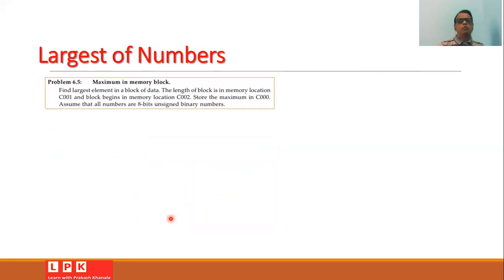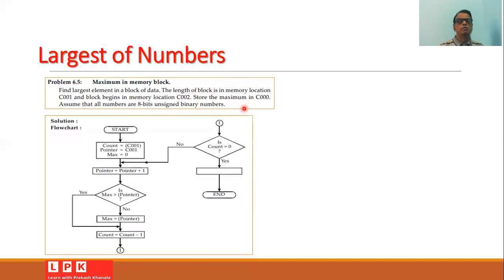Now let us go for one more program. This is the largest of the numbers, or maximum in a memory block. Suppose you want to find the largest element in a block of data. The length of the block is given in the memory location C001, and the block itself will begin from the memory location C002, and you want to store the maximum in the location C000. And here we will assume that all the numbers given to us are unsigned binary numbers.